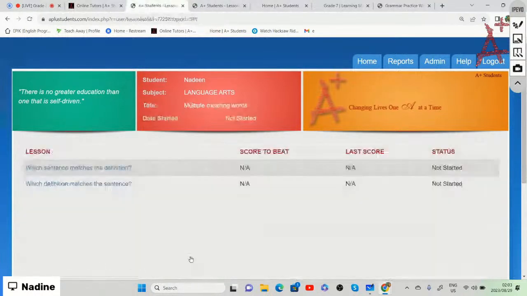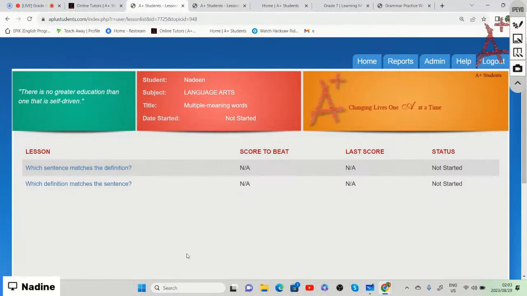Once we've selected the chapter, the lessons we're going to focus on are which sentence matches the definition and which definition matches the sentence, right? So it's like vice versa. They're first going to give us sentences and we're going to have to match them with the definition. Then we are going to be given the definitions that we have to match with the specific sentences.